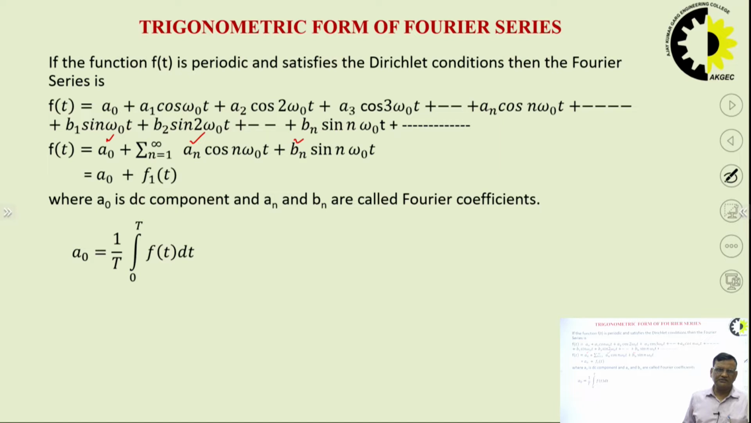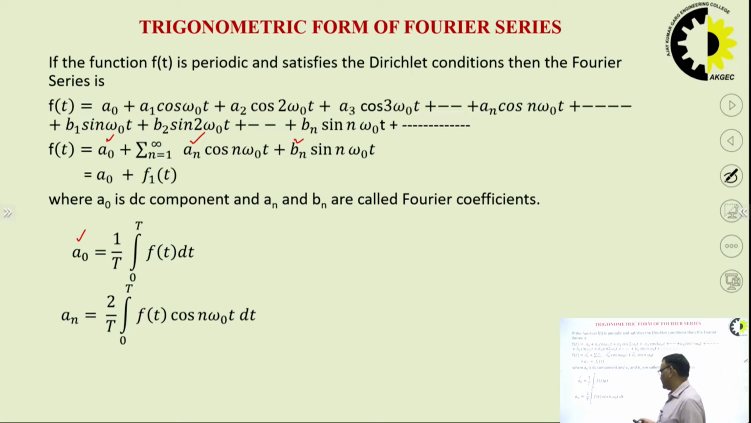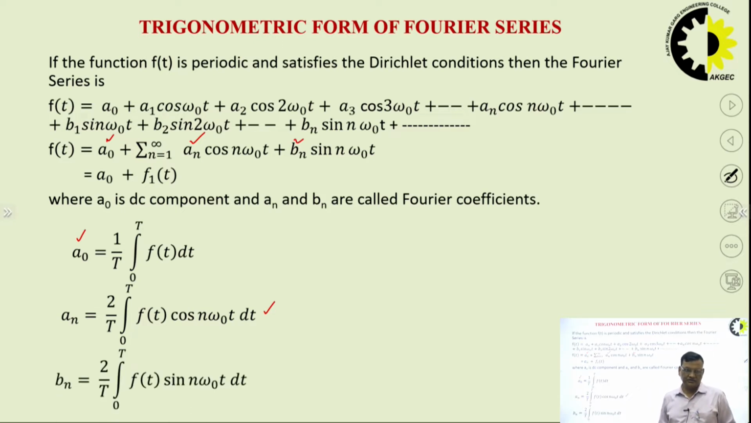First, a0 is given by 1 by T integral over 0 to T of f(t) dt. The function is given, and we integrate over one time period and divide by T. It gives the a0 value, which is the average value or DC component value of f(t). Then we have the expression for an equal to 2 by T integral 0 to T of f(t) cos n omega0 t dt. And then the expression for bn is 2 by T integral 0 to T of f(t) sin n omega0 t dt. The derivation of these three expressions has been carried out in detail in the lectures on the Fourier series.